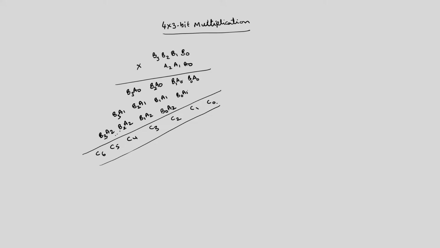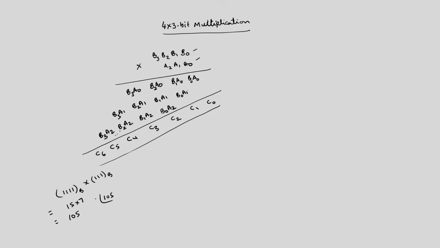This you can easily verify using the maximum numbers of this 4 bit and 3 bit. So, the maximum 4 bit number is 1111 in binary, into 111, which is the 3 bit maximum number in binary. So, in decimal this is 15 into 7, which is equivalent to 105. So, to represent this 105 we require 7 bits.